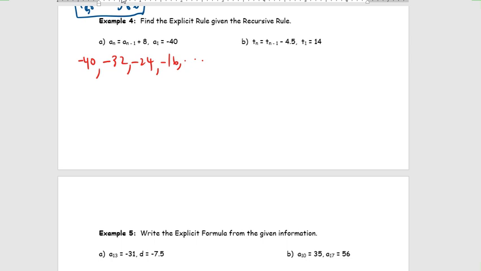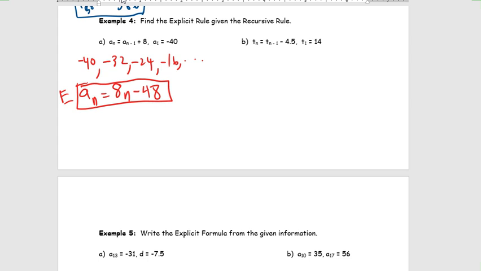And if we want to find the explicit rule, yes, we could go back to the formula, but again, I like the shortcut method. So a sub n equals, well, that's given to us, the difference, 8. All we need to do is go back to the 0th term, which would be negative 48. So there's the explicit formula given this recursive formula. All right, E for explicit.